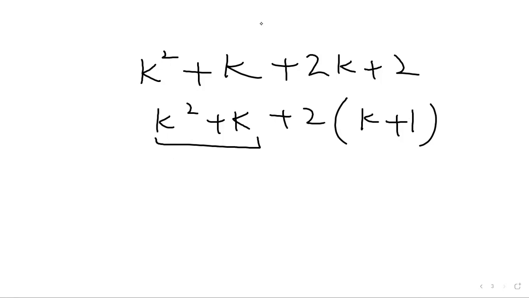Now, as we know, it is given in the question that the whole statement is divisible by 2. Just suppose n is all positive integers, and k is a positive integer. Just suppose we are taking the k value as 4, for example. 4 plus 1 is 5. 5 into 2 is 10. So yes, 10 is divisible by 2.